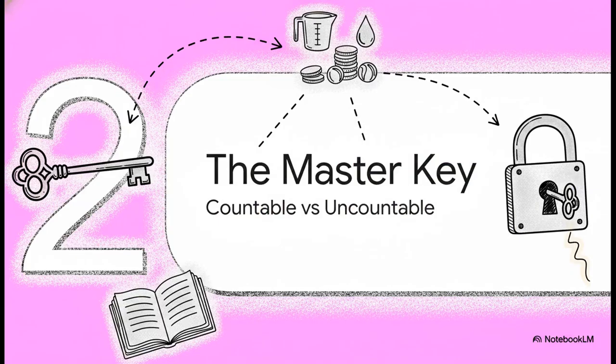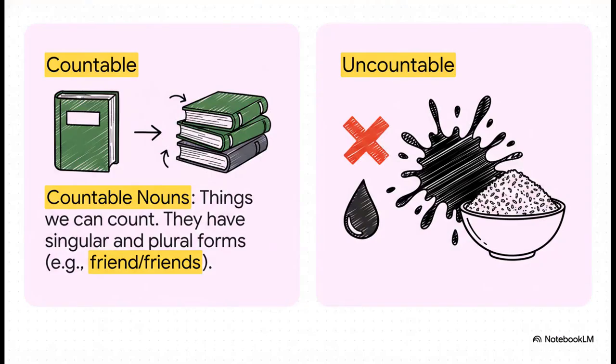Now let's learn the most important idea for this entire topic. If you can understand this one slide, the rest of the lesson is going to be very easy for you. I call this the master key, the difference between countable and uncountable nouns. So, what are countable nouns? Well, they are simply things you can count, like 1 book, 2 books. They have a singular form and a plural form.